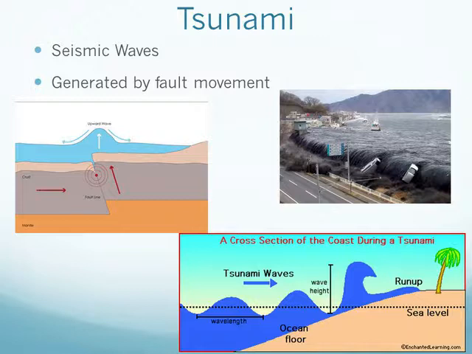The image on the top right is from the 2011 Japan tsunami that hit up near Sendai, the Fukushima power plant. And you can see just how much damage this particular tsunami is causing. You can see it is just picking up whole cars and just moving them. So these types of waves are very dangerous.